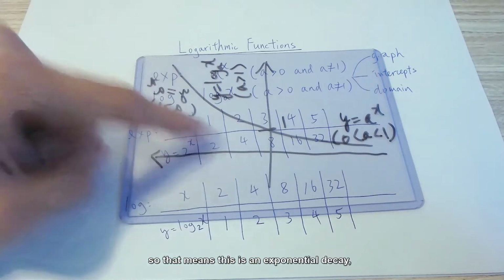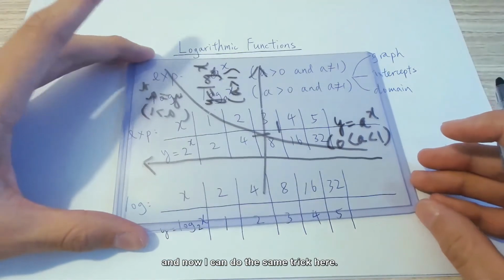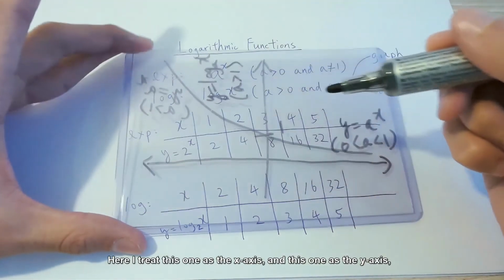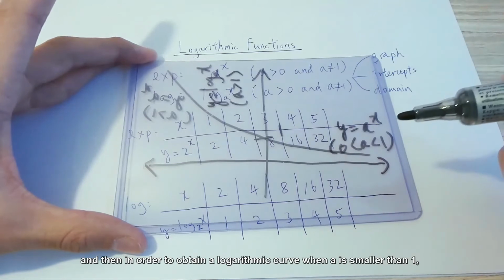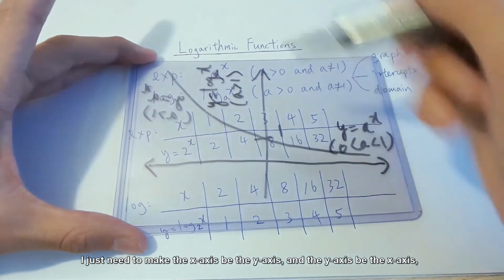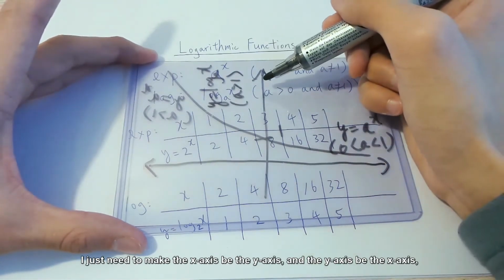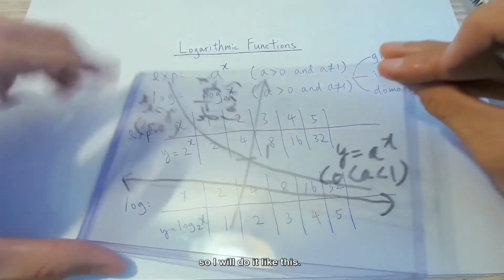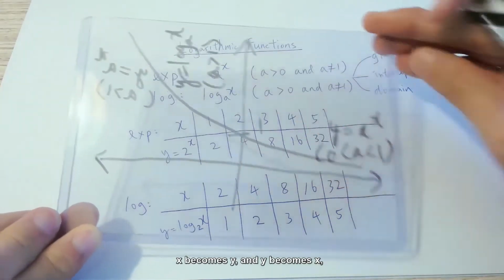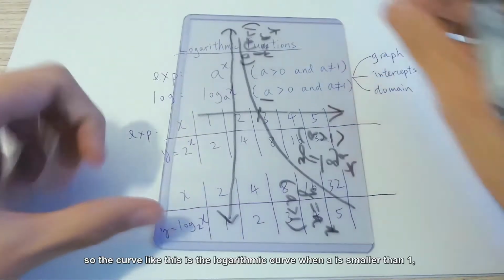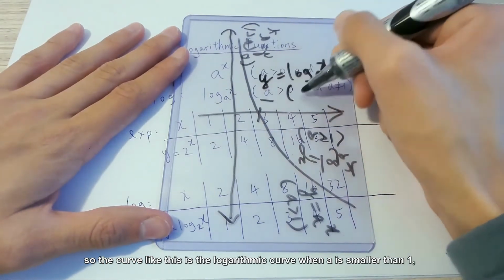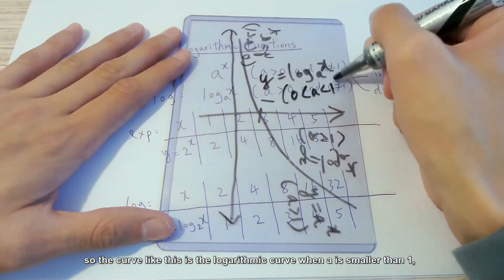So that means this is an exponential decay. And now I can do the same trick here. Here I treat this one as the x-axis and this one as the y-axis. And then in order to obtain a logarithmic curve when a is smaller than 1, I just need to make the x-axis the y-axis, and the y-axis I make this to be the x-axis. So I will do it like this. Okay, I do this again. X becomes y and y becomes x. Okay, so the curve like this is the logarithmic curve when a is smaller than 1.